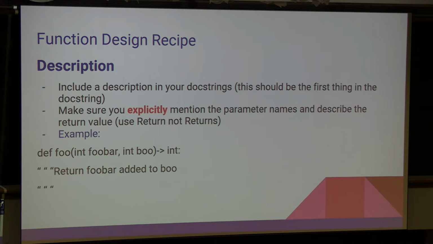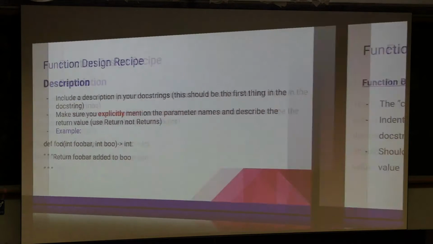When you write return, definitely try to always mention the name of your parameters in that explanation. So as you can see, foobar has been mentioned here. Make sure all your parameter names are also present in that single line or a couple of lines defining what your function does. And also make sure when you're saying return, you say what type your return is. So return foobar added to bool as an integer, something like that.